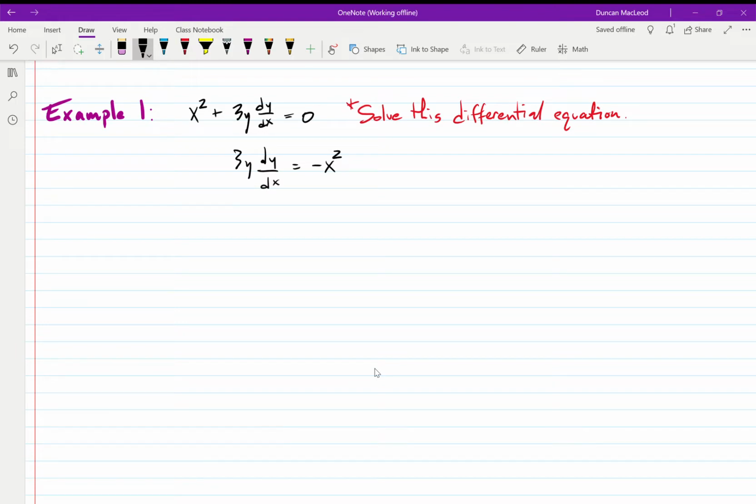And honestly, you could have chosen to move the 3y dy dx to the other side too. It really didn't matter which side you chose. I usually just keep the y's on the left out of habit, but it doesn't matter. But if I go to integrate both sides, technically it's not going to work yet because I've got a dx being divided right here. So I need to have this dx be on the right-hand side with the negative x squared. And I'm going to multiply both sides by dx.